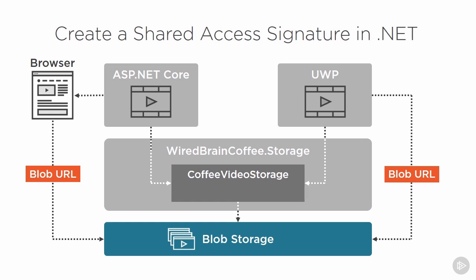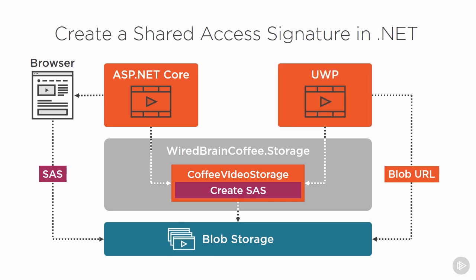In this clip you will learn how to create a shared access signature for a blob in the Coffee Video Storage class. Then you will use that logic in the ASP.NET Core web application so that the HTML code in the user's browser accesses the blobs by using shared access signatures. You will also adjust the UWP app so that it also accesses the blobs by using shared access signatures.